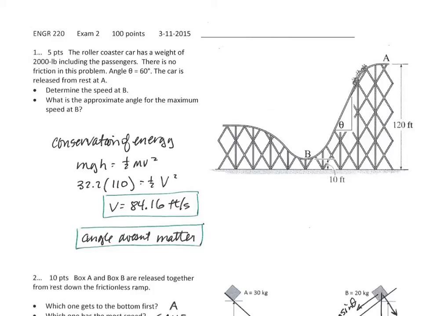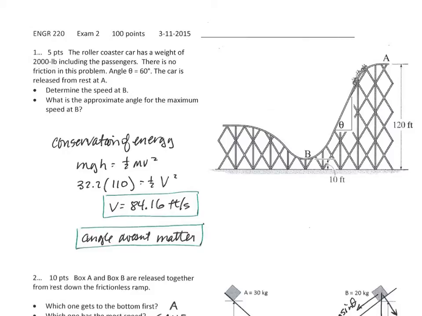We can write the full energy equation of T1 plus V1 plus U naught is equal to T2 plus V2, or we can just write mgh is equal to 1/2 mv squared, in this case for conservation of energy. And the distance is the height here, which is 120 minus 10. So that's what we're looking for, and we can solve that for 84.